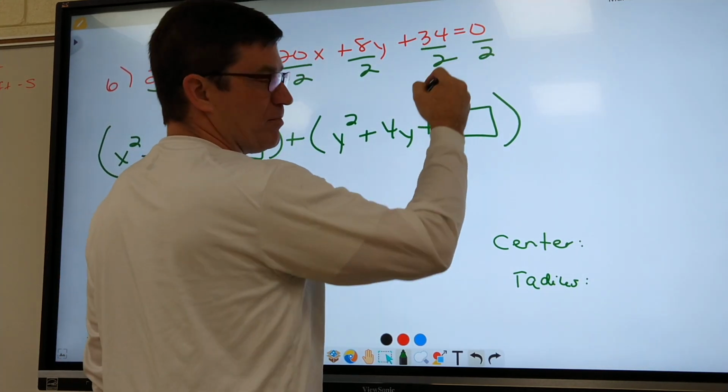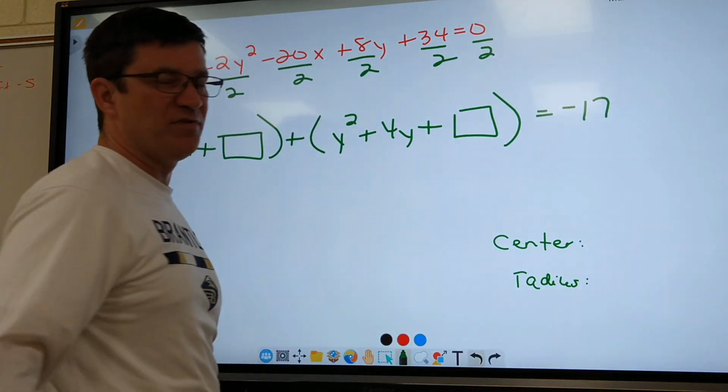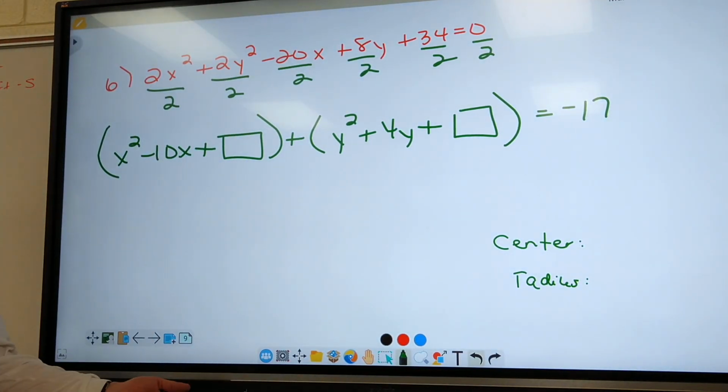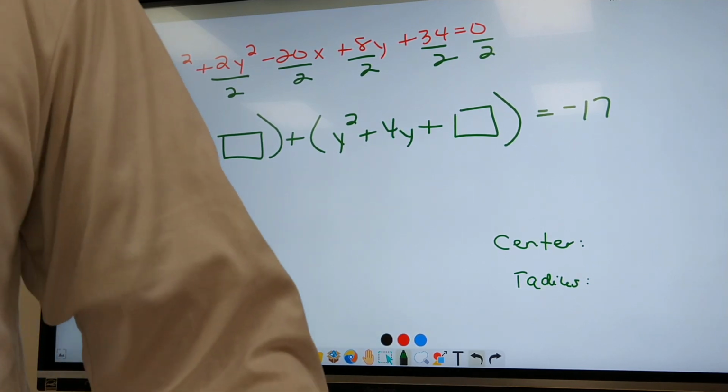What's 34 divided by 2? 17. Move it over, it's negative 17. Why are we moving that one over? Because it doesn't belong in a group, right? It doesn't have an x or a y. All right, we'll stop here and see if y'all can finish it out.